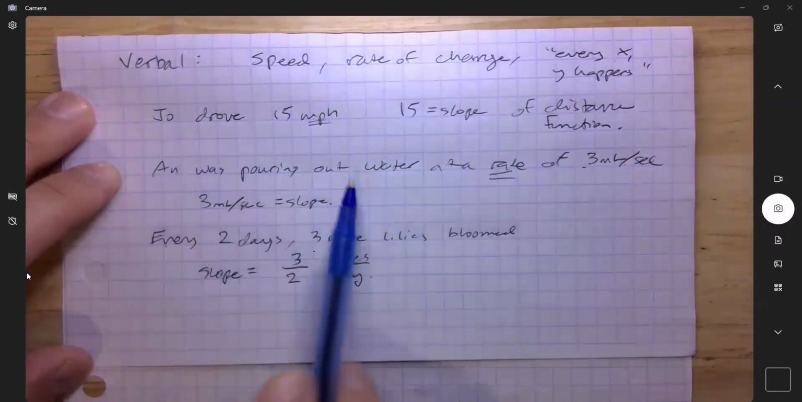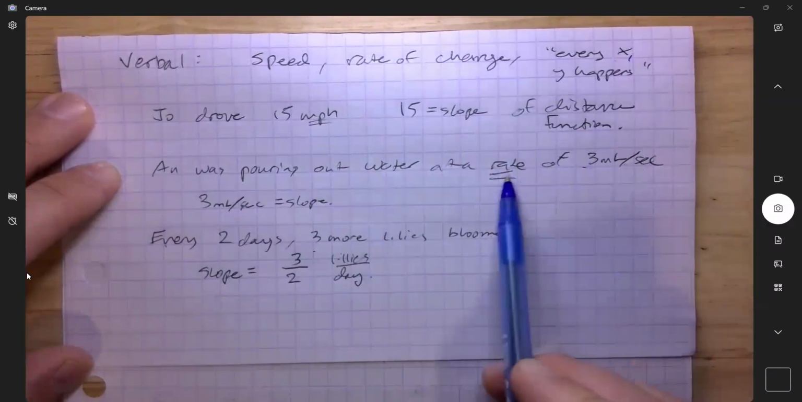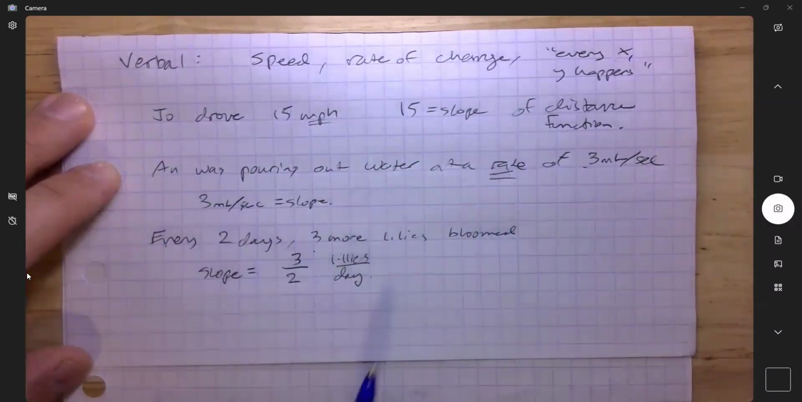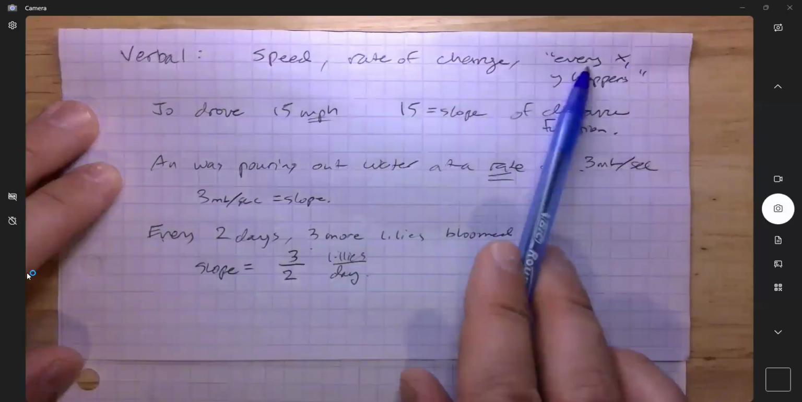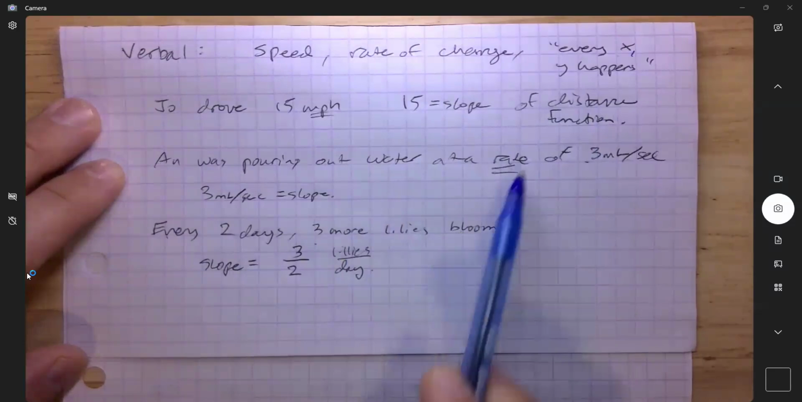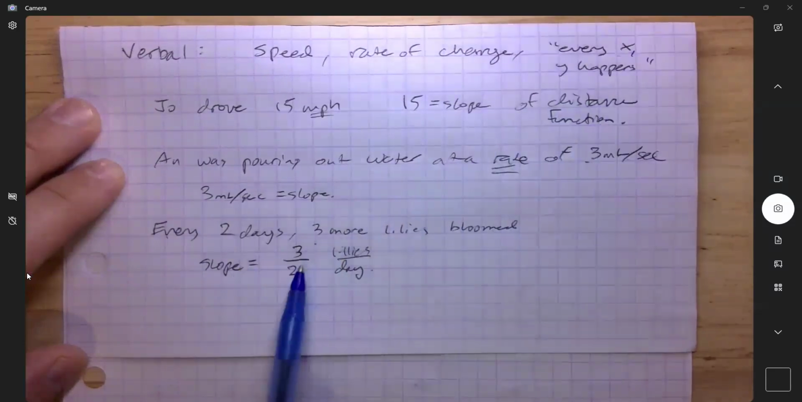Anne was pouring out water at a rate of 3 milliliters per second. So the slope of that equation or function is 3 milliliters per second. Or every 2 days, that's our every x, every 2 days, 3 more lilies bloomed. Every x, y happens. Our slope is 3 lilies every 2 days, or 3 divided by 2, or 3/2 lilies per day.